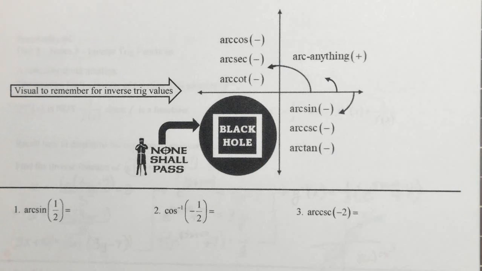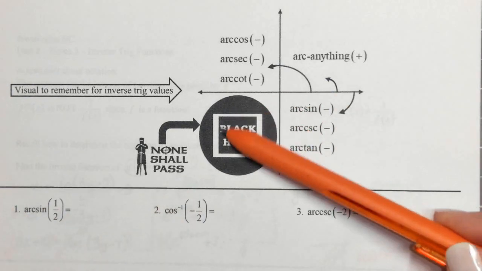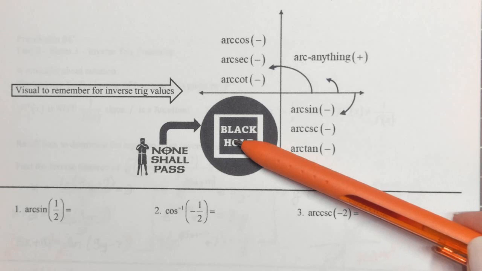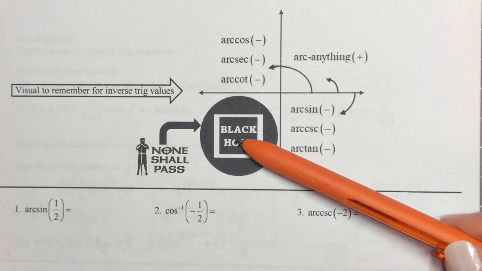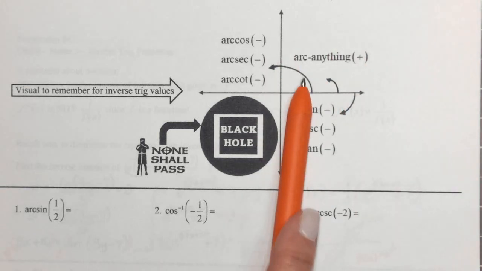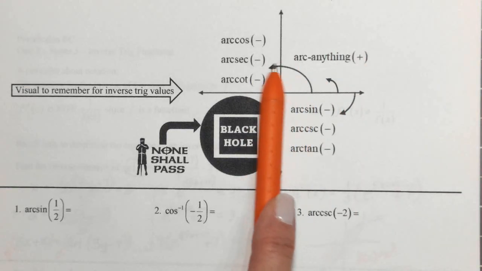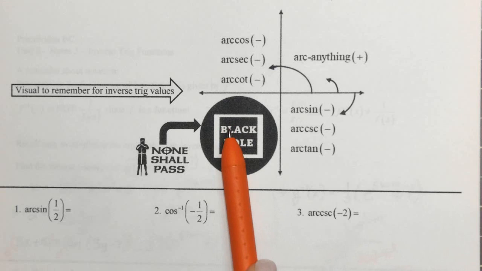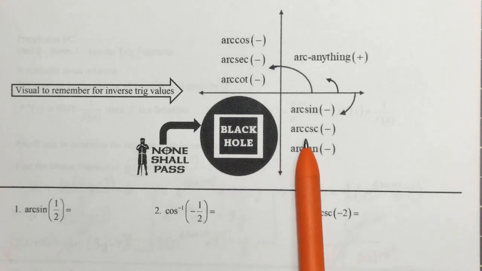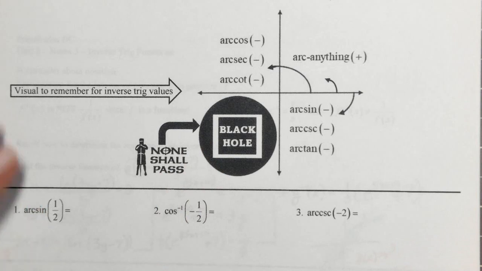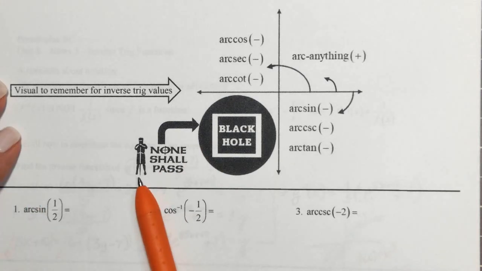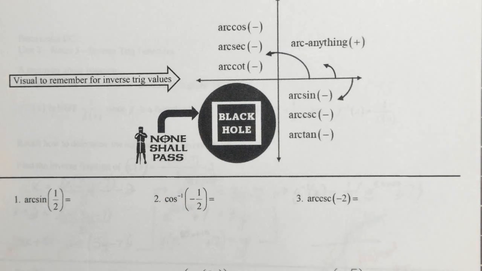Alright, I call this the black hole for inverse trig functions. Nothing goes there. Nothing even goes past there. So you can go to quadrant 2, but you cannot go around through quadrant 3 to get to quadrant 4. Alright? So for inverse trig functions, none shall pass. Okay? A little Monty Python and the Holy Grail reference there.